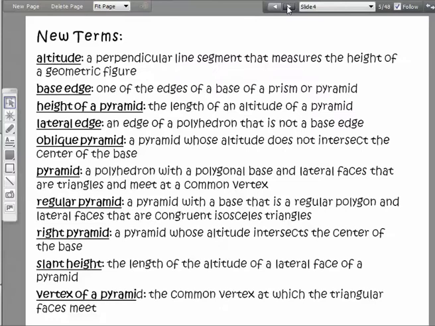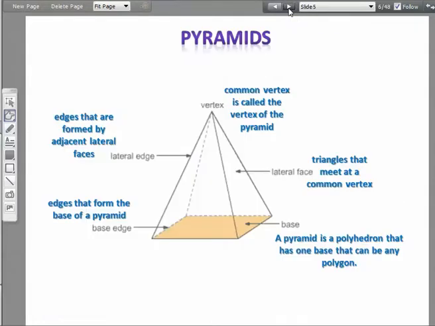There were a lot of new terms. Some of them are not so new, they're just used for pyramids instead of other prisms. But you've got altitude, base edge, height of a pyramid, lateral edge, oblique pyramid, pyramid, regular pyramid, right pyramid, slant height, and vertex of a pyramid. And we're going to be covering most of these. Matter of fact, I think we're probably covering them all in this lesson.